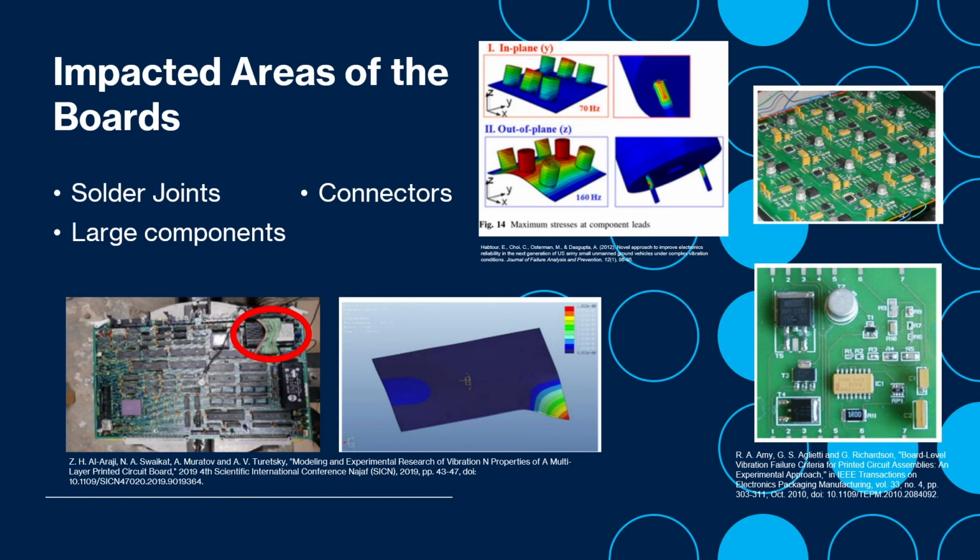The areas that are impacted from the vibration loads are the solder joints, connectors, and large components. The large components impact the mode shape more than the smaller ones, as you can see by the circled component's mode in the picture next to it. The connectors on inductors also undergo stress and can experience failure under vibration loading. We also read a study discussing placement on the PCB and how it impacts the failure of certain components, and those pictures are on the right of the screen.